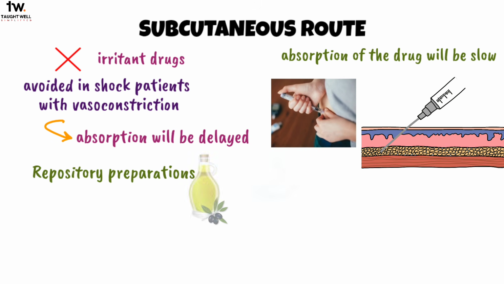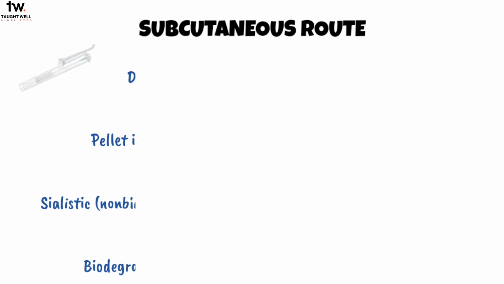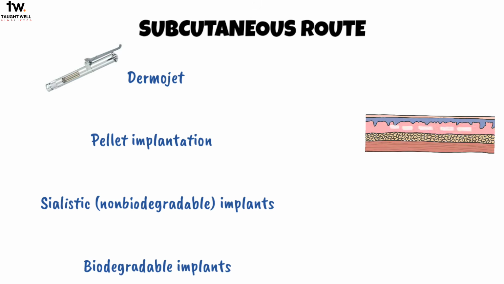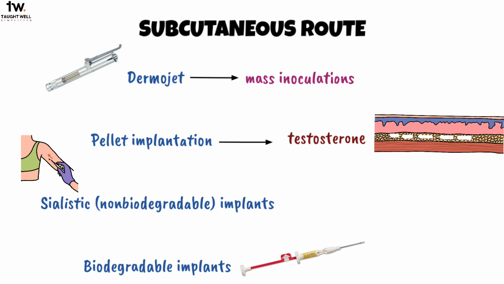Repository preparations, which are oily solutions or aqueous suspensions, can be injected for prolonged action. A few notable ways of drug administration using this route are dermojet, pellet implantation, and sialistic, which is non-biodegradable, and biodegradable implants. Dermojet has been used for mass inoculations. Pellet implantation is a good way of administering testosterone, and sialistic implants have been used for hormones and contraceptives.